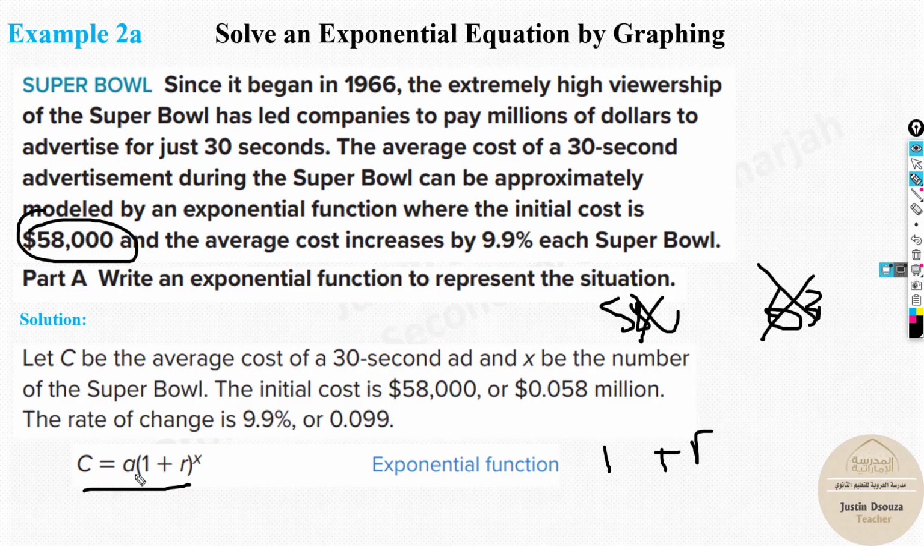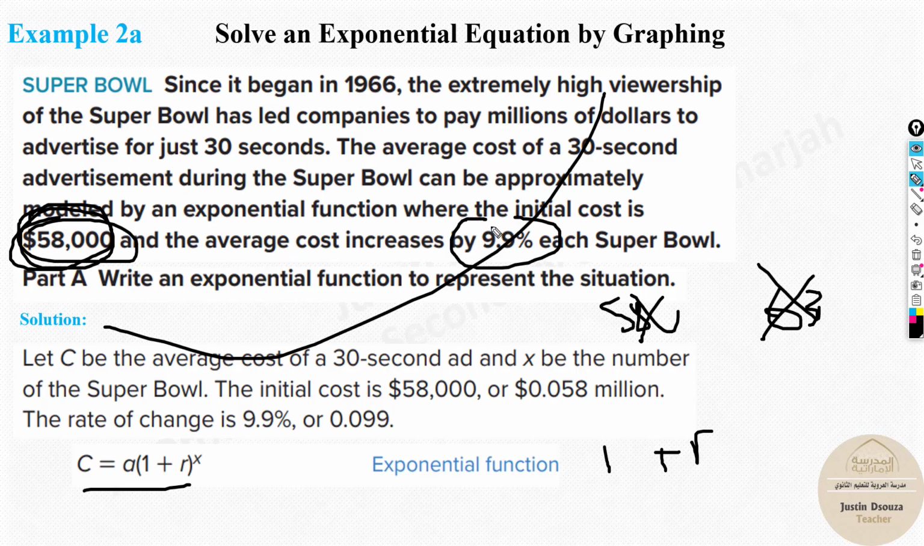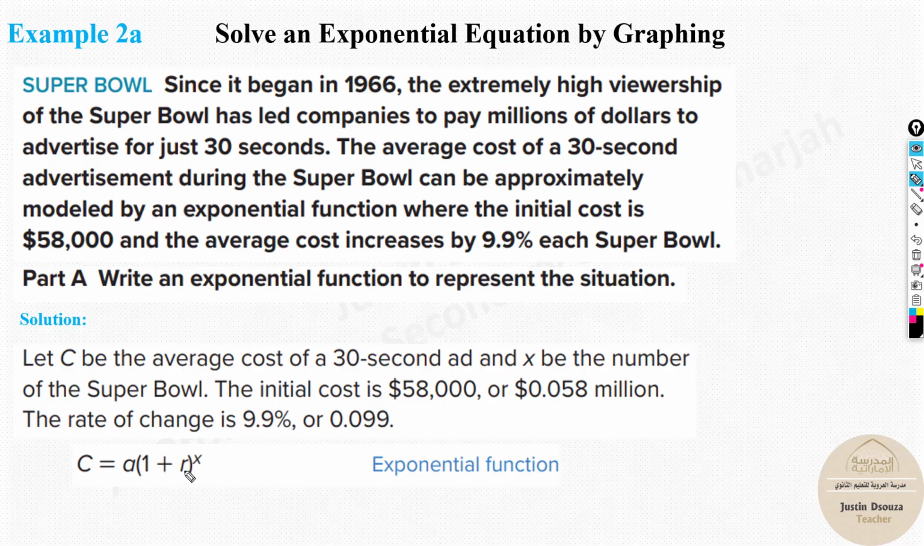Now, let's understand this equation. Here, A is the initial cost. So that is the initial cost. 1 plus r for a growth function. They have told it's increasing, so it is a growth function. And r is the rate of increase. Cost increases. See this one. So you have to write over here 9.9%.